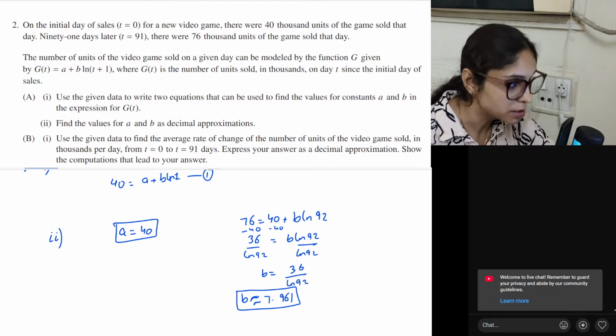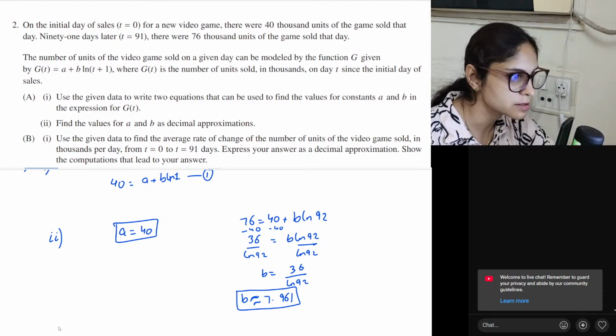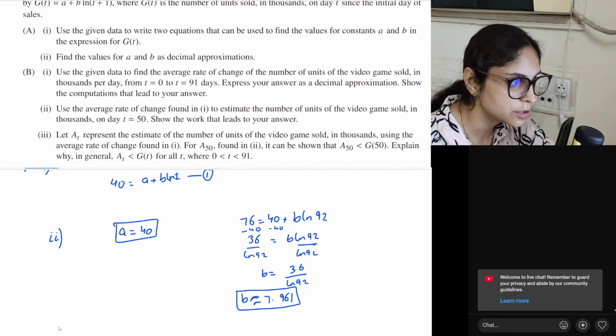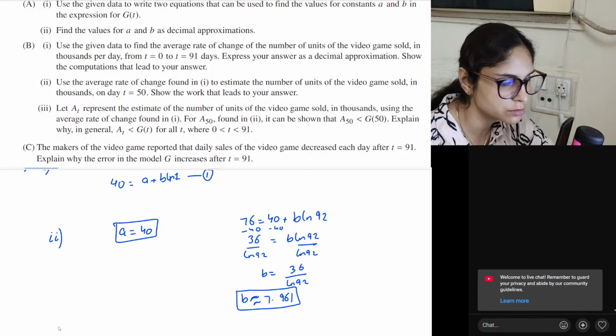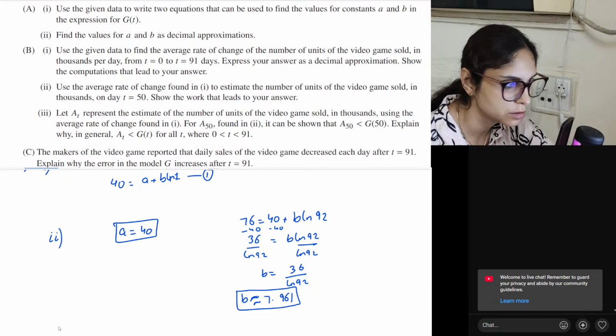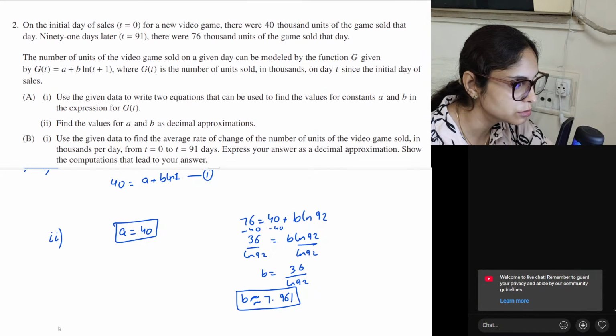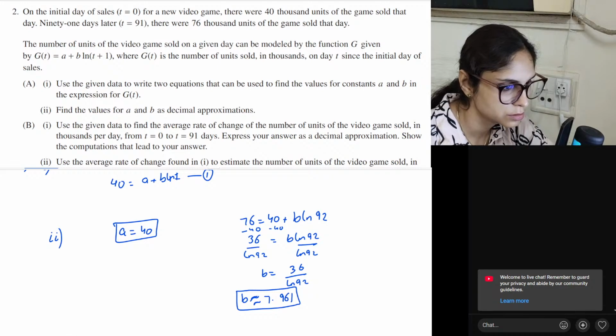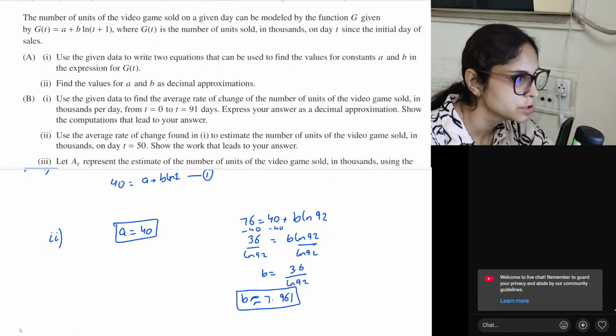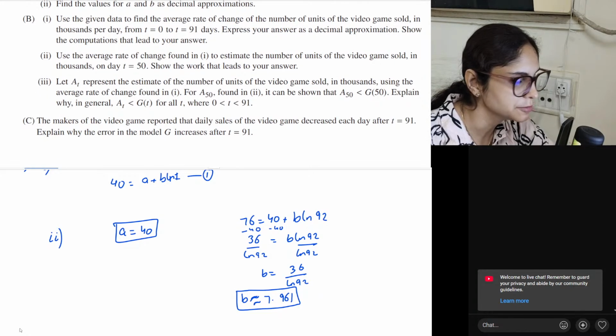Now part B. So in part B, what are they asking? They're asking: use the given data to find the average rate of change of the number of units sold. Actually, do I need to? Yeah, I should, so that you can see the entire B part.